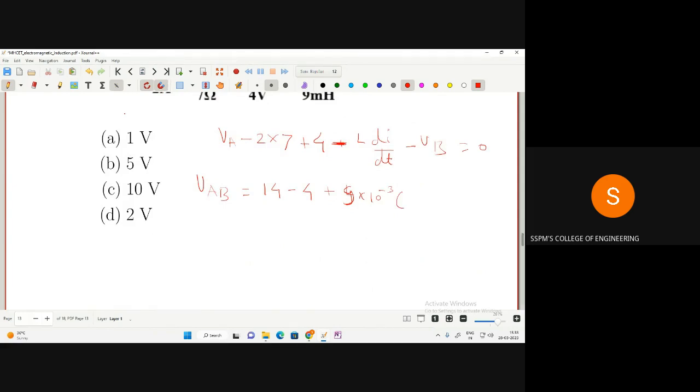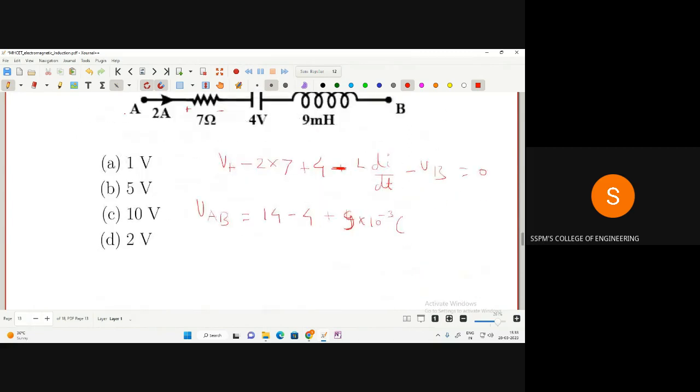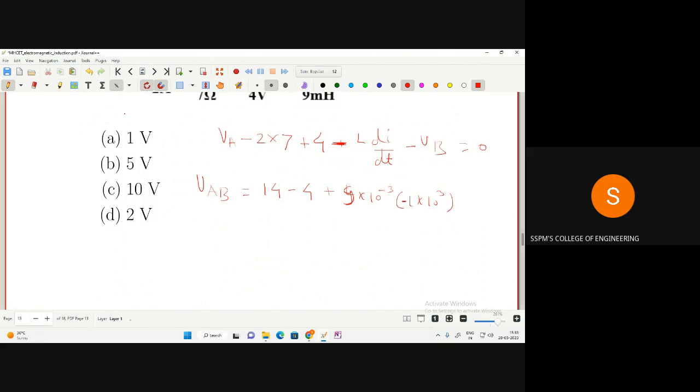डिक्रीजिंग करंट किती आहे इथे? 1 into 10 to the power 3. आता इथे निगेटिव्ह साइन घ्यावं लागणार, कारण तुमचं करंट डिक्रीज होतं, त्यामुळे इथे निगेटिव्ह साइन घ्या. तर एक काय येणार बघा शेवटी, 14 minus 4 10 to the power -3 and 10 to the power +3 become 1, and 9 into 1 is 9. इथं -9 येणार.